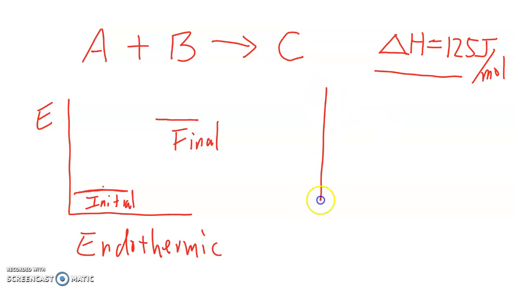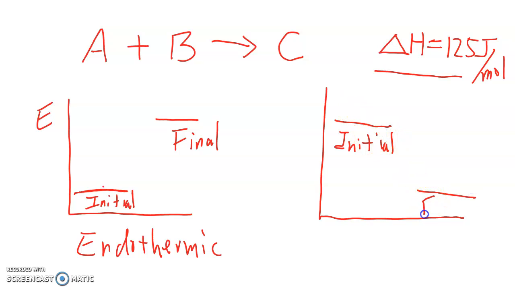Let me put it this way. Let's say our reactant initially is over here, and in the final product, it is over here. So what is my delta H? Delta H is equal to final enthalpy minus initial enthalpy. So delta H here is negative. That is exothermic.